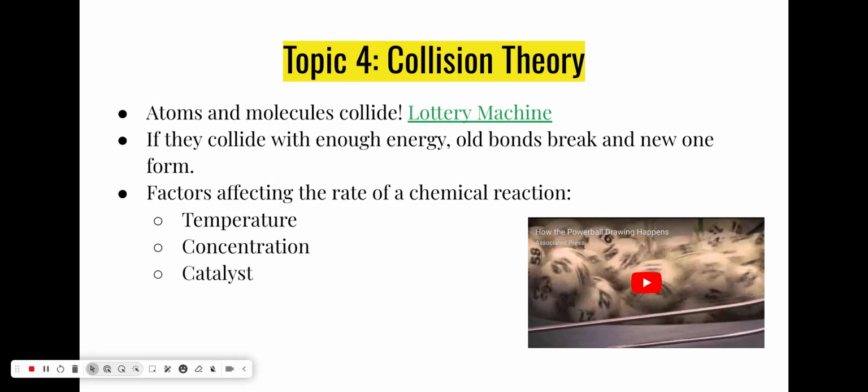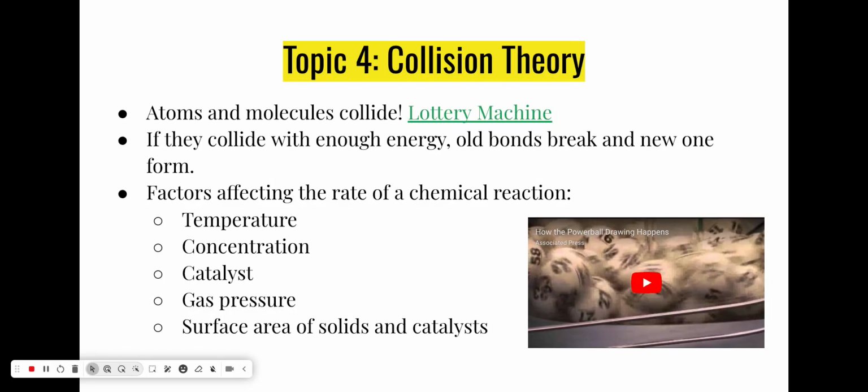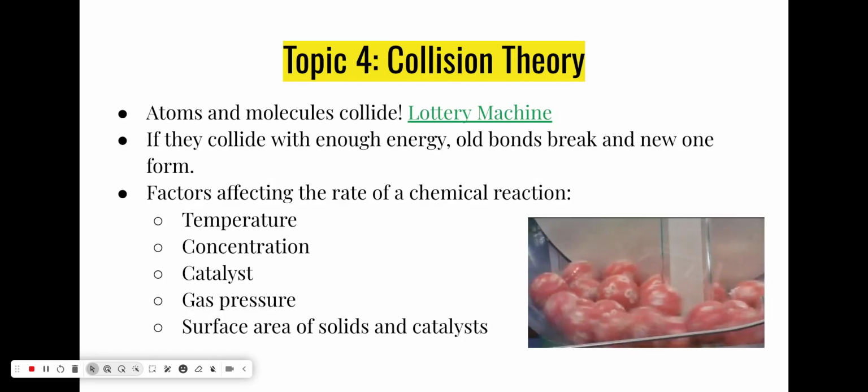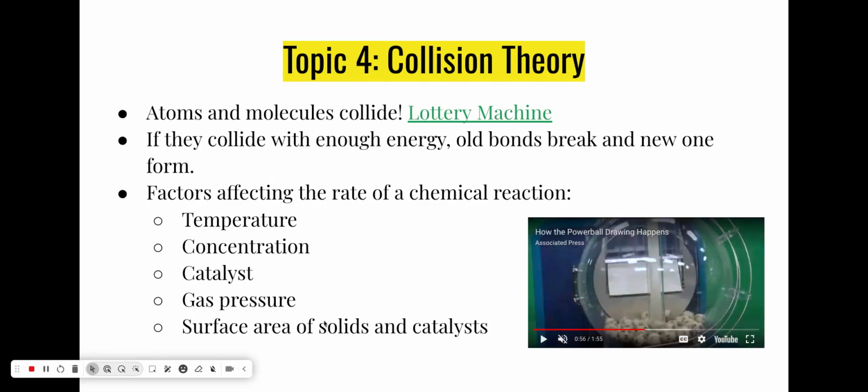Another point would be introducing a catalyst. Catalysts will speed up the rate of a chemical reaction because they lower the energy of activation. Another point would be gas pressure, okay? And our last one would be the surface area of a solid reactant or the surface area of a catalyst, which would also all affect the general rate of our chemical reactions here, okay? Now, let's continue to the next slide.